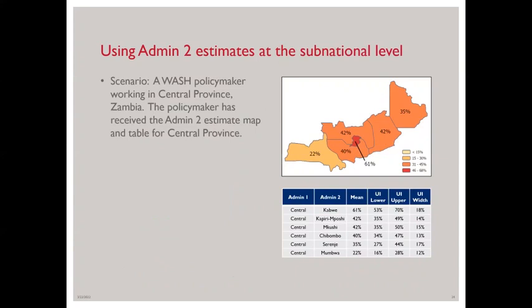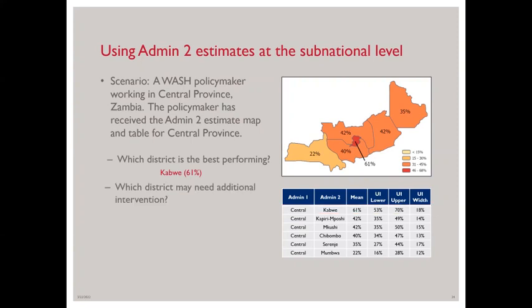So I'll go through a second subnational example, and here we have a water, sanitation, and hygiene policymaker again, and they're working in Central province, which is the province that I showed results from in the previous slides. So similarly, they might be interested in understanding which district is the best performing. And here they can see after ranking the districts that would be Kabwe, which is that dark red district in the center of Central province.